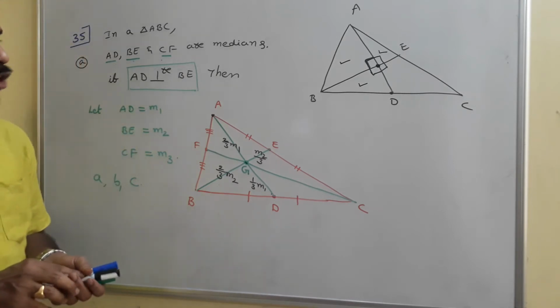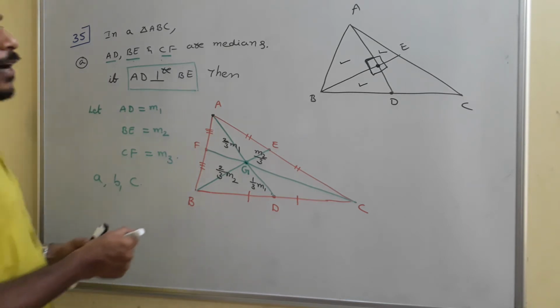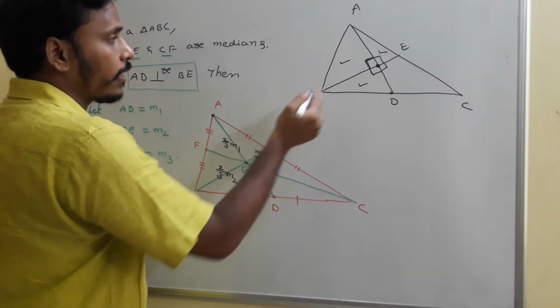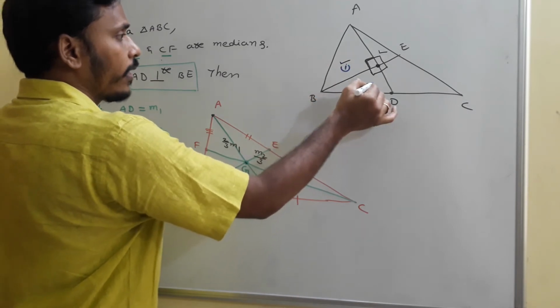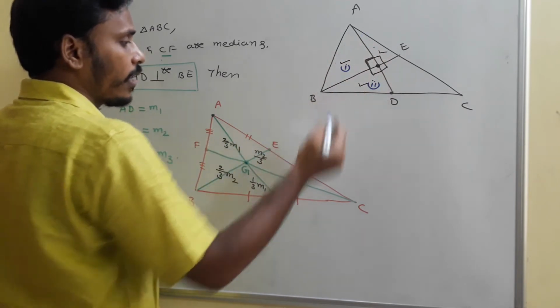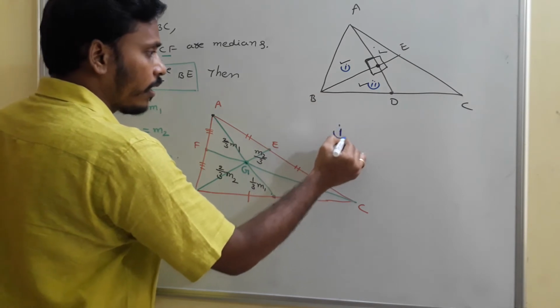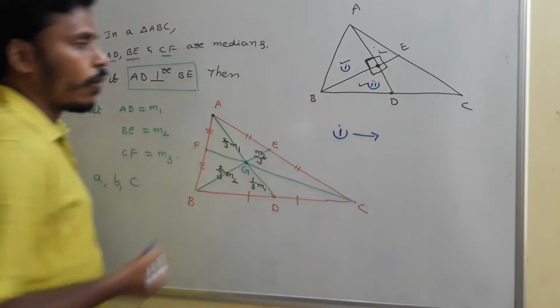Among those, the first thing I do is mention 1, 2, 3 like this. This is 1, take this as 2, and take this as 3. For the first triangle, if you apply Pythagoras theorem, what will happen?